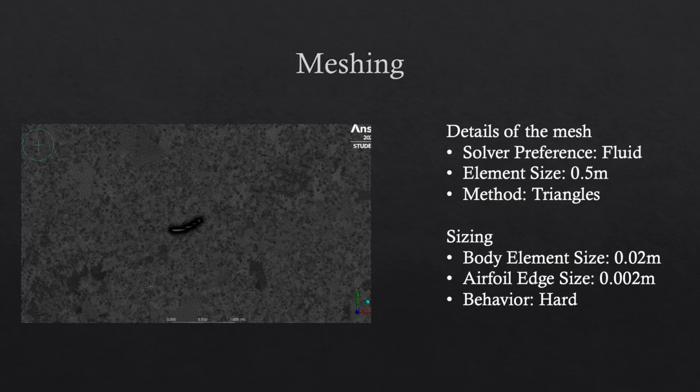Next came meshing, one of the most important steps in CFD. Meshing involves dividing the flow domain into smaller, discrete elements that the software uses to solve the equations of flow motion. For this project, I set the solver preference to fluid and the element size to 0.5 meters. I used triangular elements to create the mesh, as they are well suited for complex geometries like a Formula One wing.